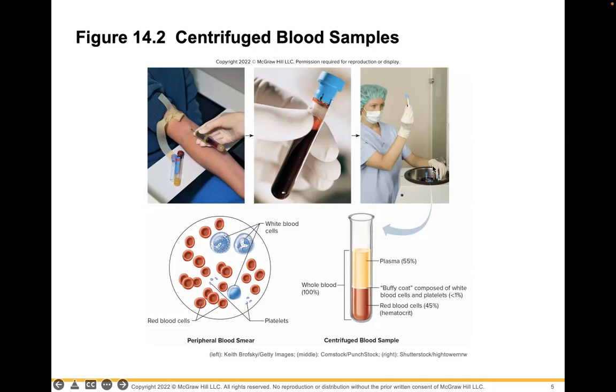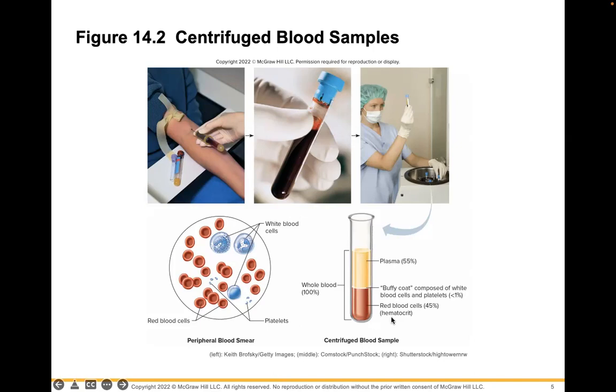Now, when we take it and put it in a centrifuge, and when we spin it down, normally plasma would be a little bit over half. You'll have a buffy coat, which includes platelets and white blood cells, but the majority of your cells, or the cellular or dry components, or the formed elements of your blood, is red blood cells.